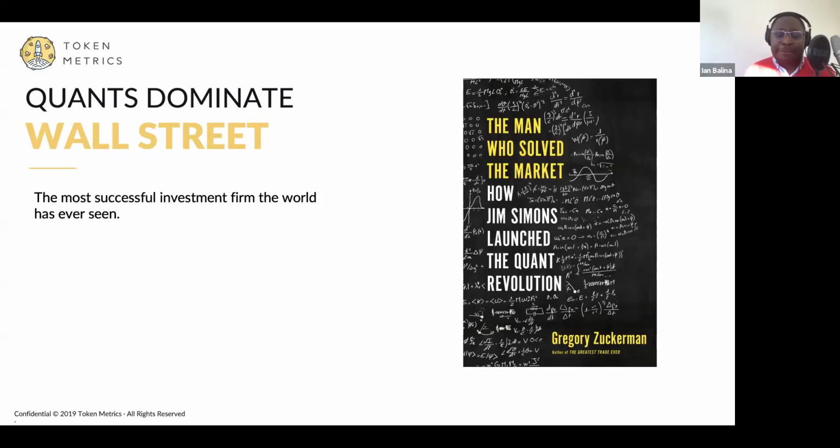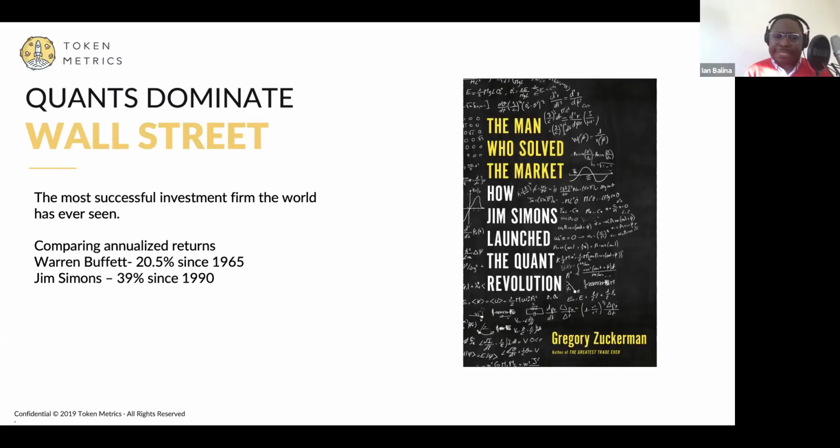He was an MIT math professor and a codebreaker for the NSA, who said, you know what? Let's apply mathematical modeling to investing. And by doing that, he built the most successful investment fund in the world. Warren Buffett has 20.5% returns since 1965. Yes, it's a longer time frame because he's been investing longer. But Jim Simons, since 1990, has 39% annualized returns, something Wall Street has never seen. His entire methodology is still a secret, because he keeps it to himself and doesn't share it with others.